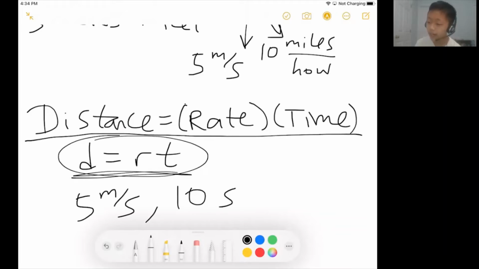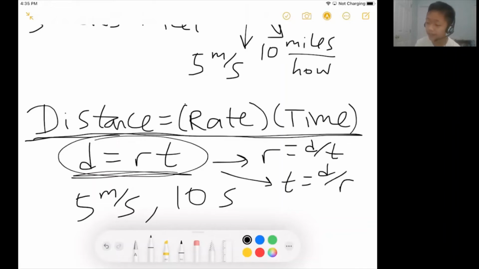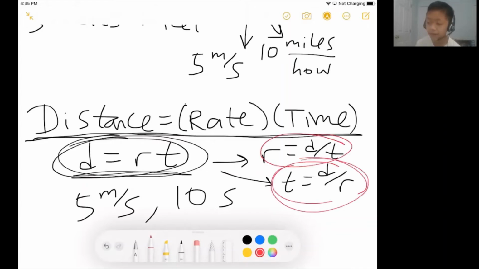So this equation gives distance in terms of rate and time. If you wanted to solve for the rate, you can just divide by time on both sides. So rate is equal to distance over time. You can also solve for time and say time is distance over rate. These are the important equations, but just remember and understand distance equals rate times time, because then you can derive these two from the first one.